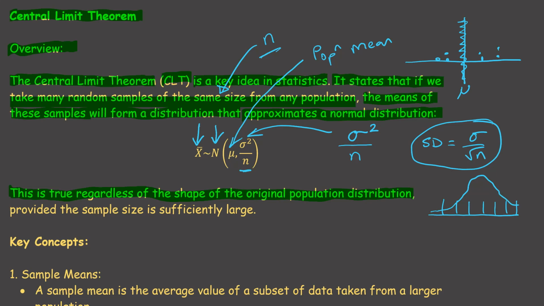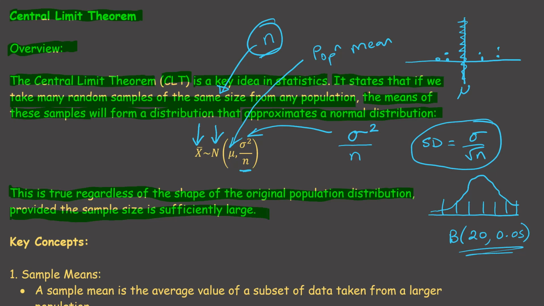We also looked at a skew distribution with the binomial. We had a binomial that was 20 and 0.05, so very, very skewed, but that skewness gradually came out as we increased the size of n. And that's what it says here, provided the sample size is sufficiently large.